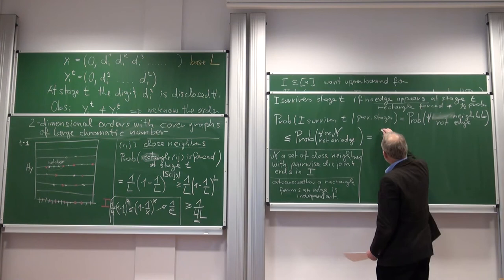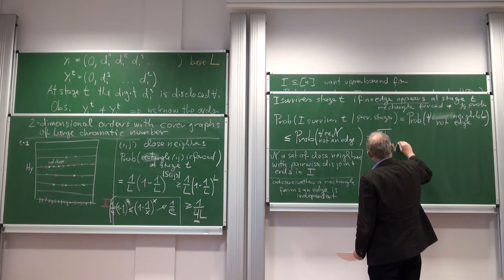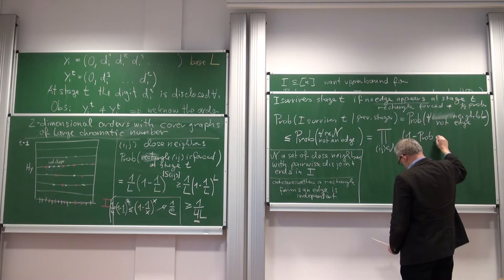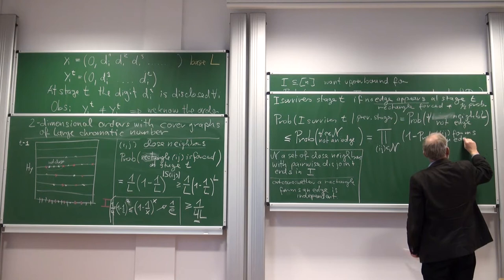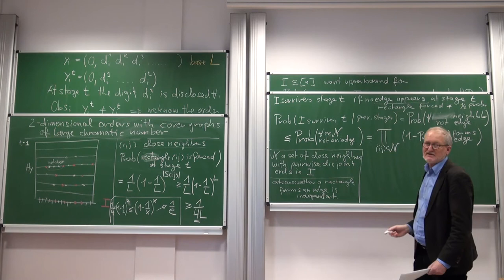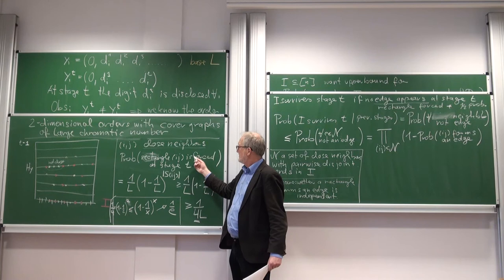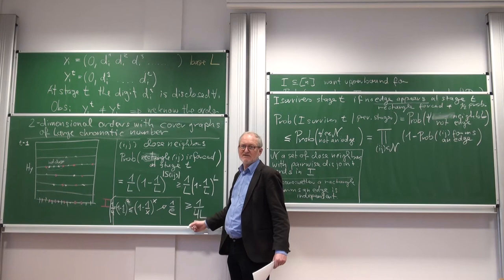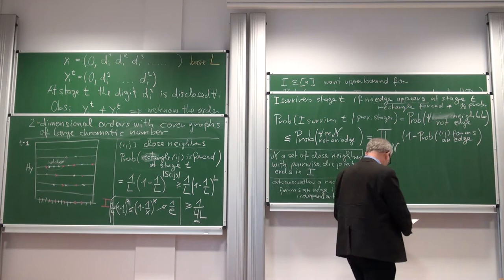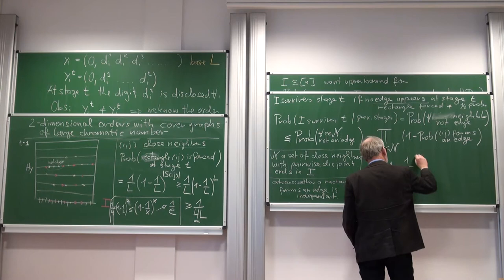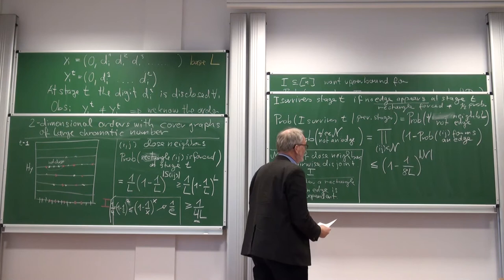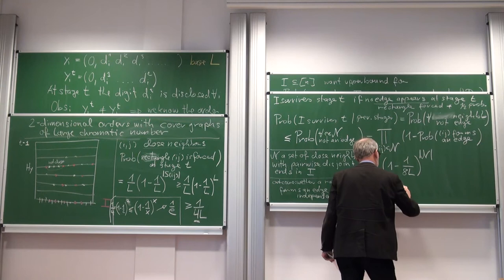So it's now the product over the pairs ij in N, and here we have 1 minus the probability that ij forms an edge. And now these are close neighbors, and the probability for close neighbors that they form an edge is already determined. They have to form a rectangle, and then we have probability 1/2 that they form an edge. So this is less or equal (1 minus 1 over 8L) to the size of N. And now we introduce a letter for the size of N. This is M.